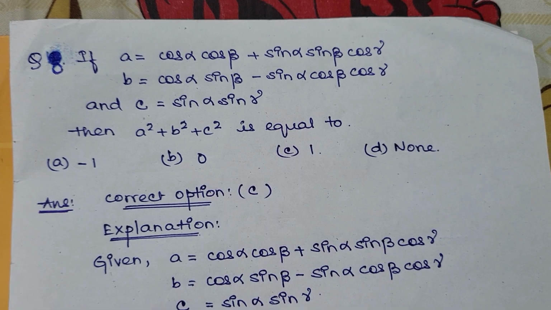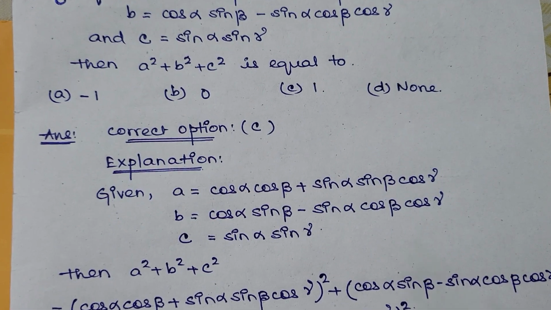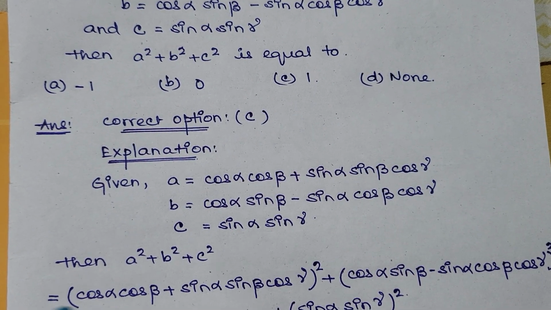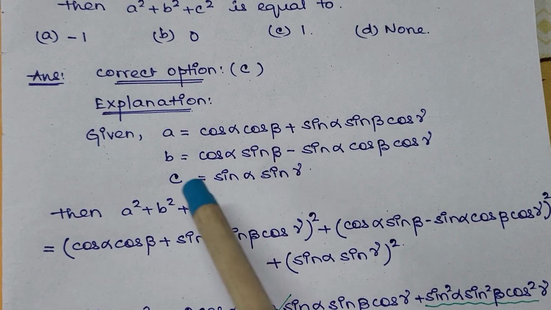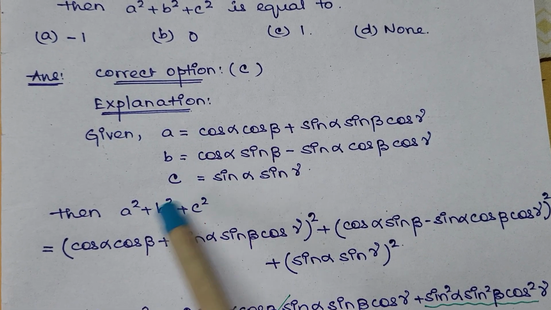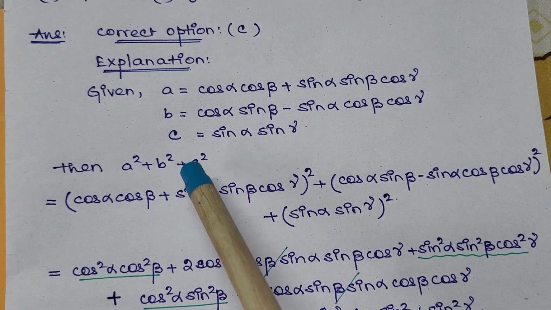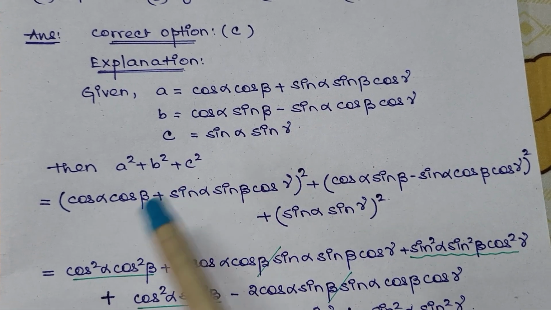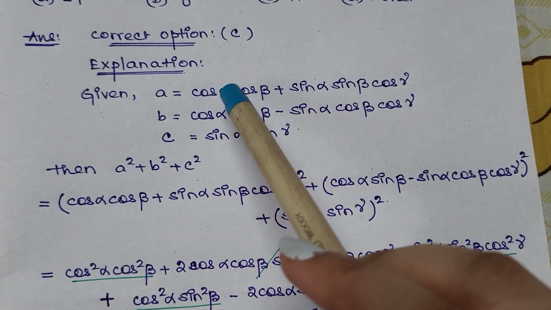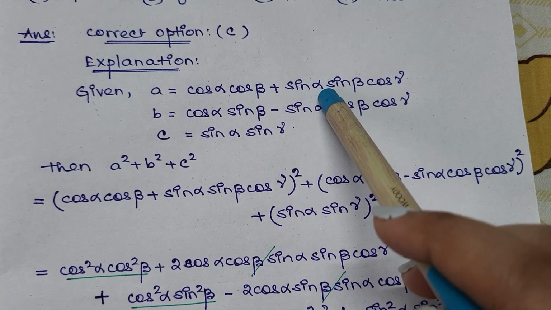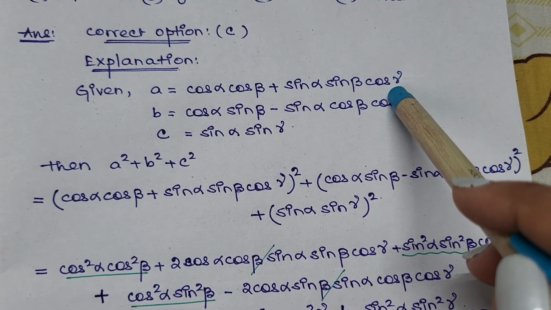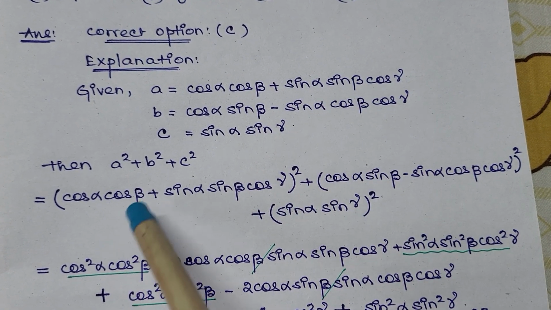So this is an MCQ. It is seen that the correct option is C. Let's see whether it is true or not. A, B and C are given to us. Then A square plus B square plus C square, what is the value of that? A is cos alpha cos beta plus sin alpha sin beta cos gamma. So squaring this we have this.